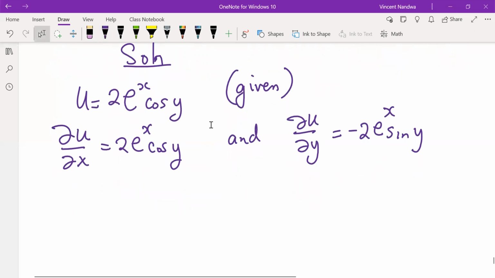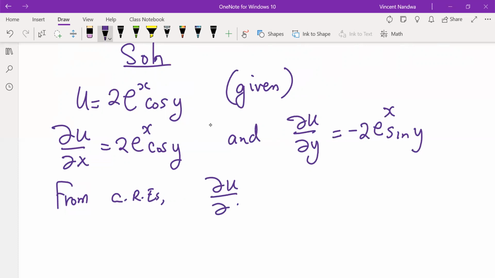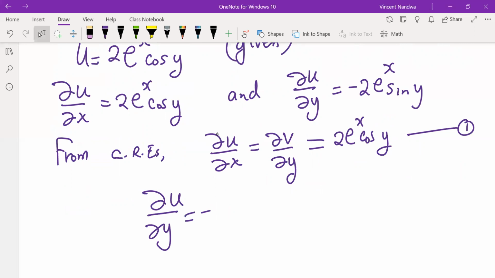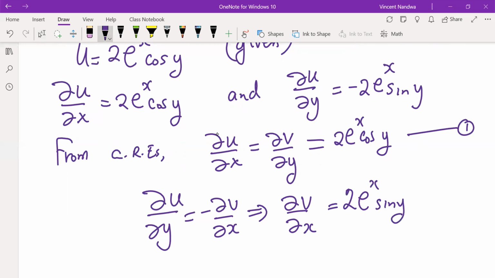Now, we know from Cauchy-Riemann equations, partial u partial x is the same as partial v partial y. So this will give us 2 e raised power x cosine of y. Let me call this one equation 1. And partial u partial y is minus partial v partial x. So partial v partial x is, when you negate this, 2 e raised power x sine of y. Call this one equation 2.